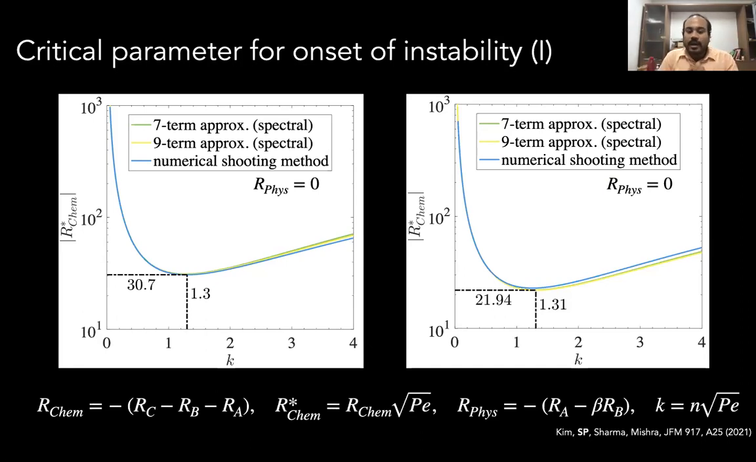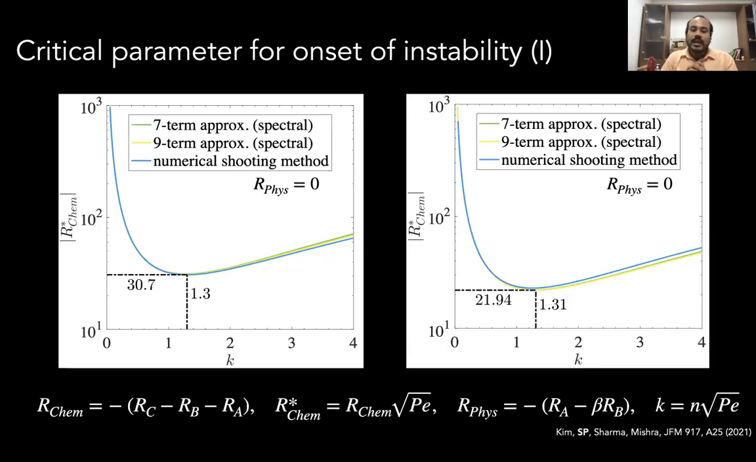Okay, so that's what we have defined, and in this figure we have shown two cases. One particular case is where R physics is 0, that means RA minus beta RB is 0. So there is no difference between the reactants' viscosity. That's the case which is something similar to what we did already before.